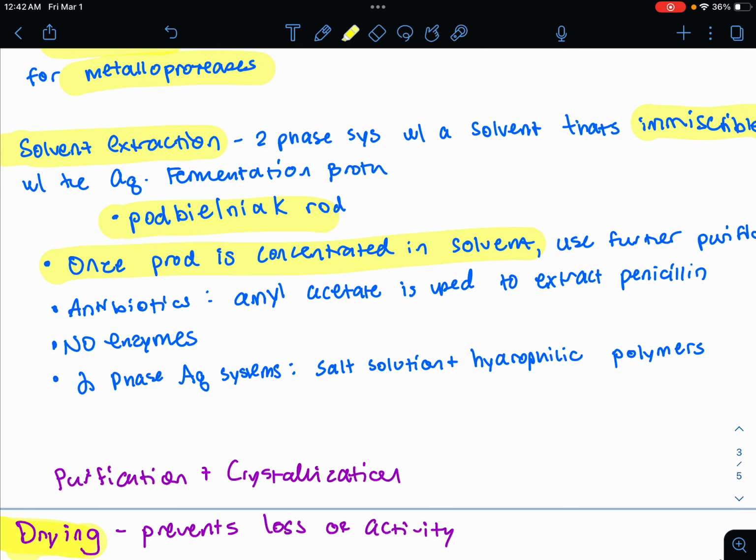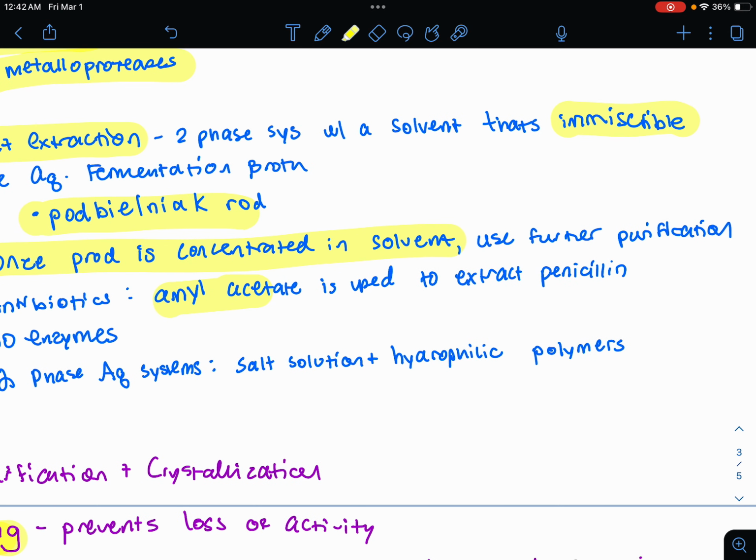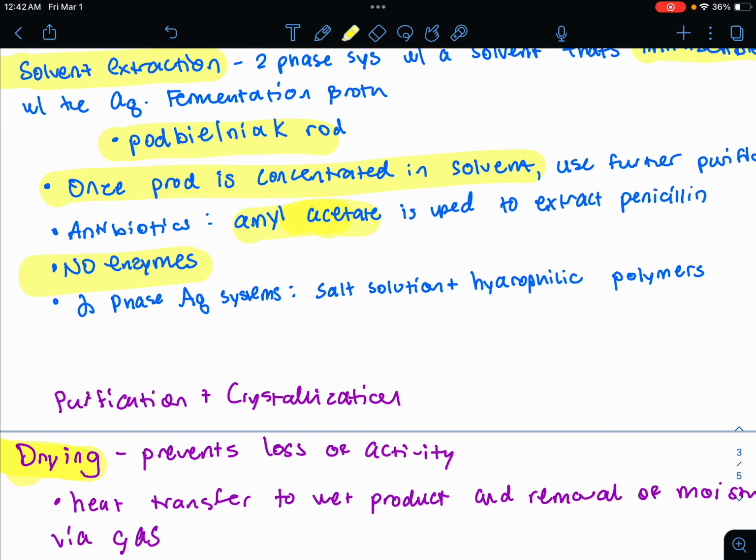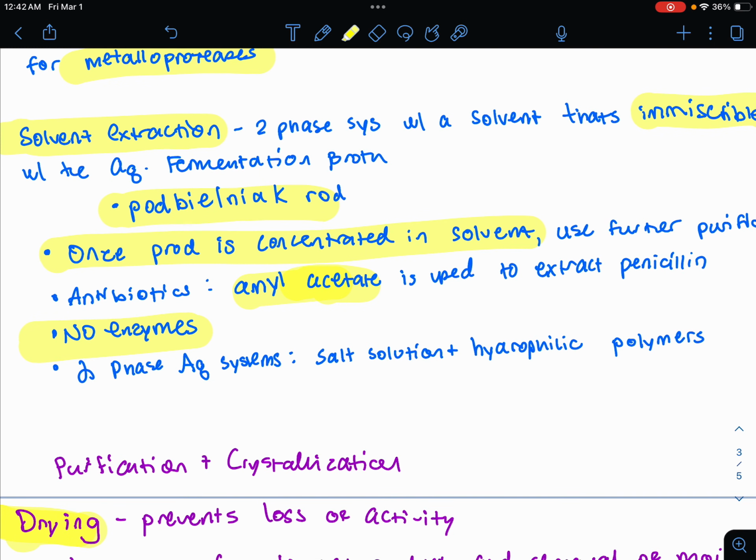Antibiotics, you're gonna see this a lot in that realm when their production. Amyl acetate is used to extract the penicillin. So that's going to be like the penicillin is in the amyl acetate, and then you're going to pull it out. They're going to like be together. You're going to pull it out, and then you purify it afterwards when you concentrate it. You can't use it for enzymes, though. You can't use solvent extraction for enzymes that need to be in the active state. So two-phase aqueous systems can be used. You use a salt solution and hydrophilic polymers.